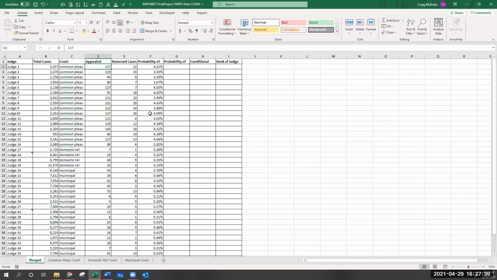Our brain takes a couple seconds to convert a decimal to a percentage, so it's much easier just to see it as the percentage.